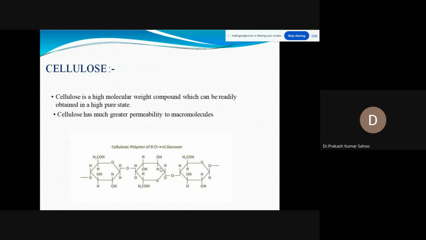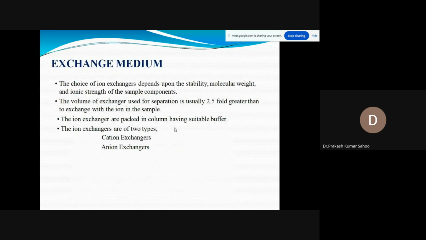Then this is a cellulose structure, where we have the polymerization of glucose molecules, and cellulose is a higher molecular weight compound, which can be readily obtained in a high pure state. Cellulose has much greater permeability to macromolecules, because smaller molecules can be separated easily by using these ions. So after that we have the exchange medium. We have two exchange media, as we know, cation exchanger and anion exchanger.